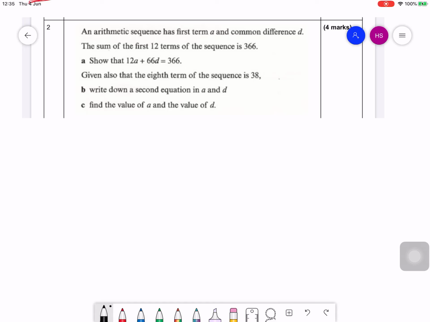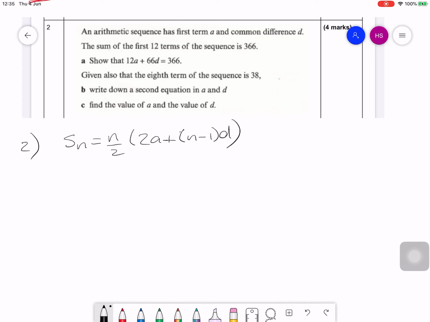Okay, we're looking at the arithmetic sequences mini test and we're on question 2. So I'm told, this time they're talking about the sum of the first 12 terms. So it's really important that you're using the correct formula. The summing formula is n over 2 times (2a plus (n minus 1) times d).